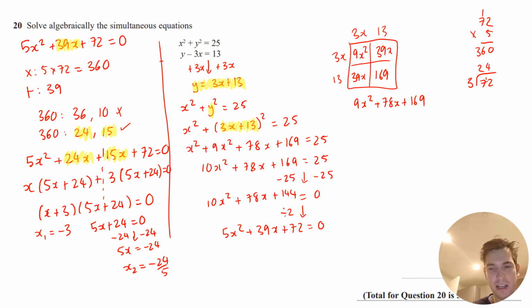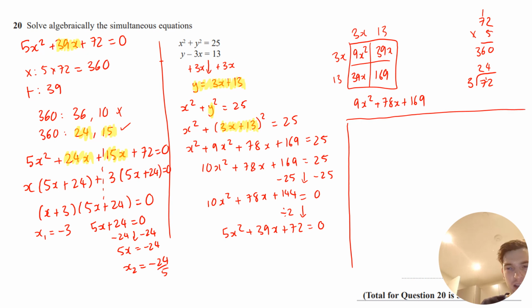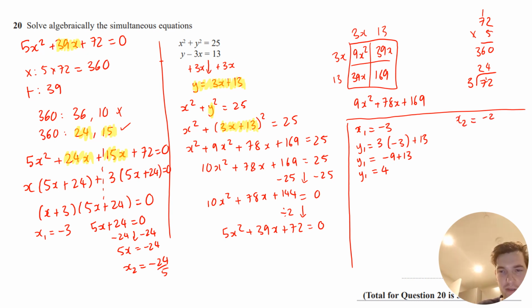All right, so I found my x values, but I've got one more thing to do. I'm going to find my y values. So let's do that in this final box here. Not much space for this, quite a lot of working. All right, so x1 equals minus 3. So for my y1, I'm going to substitute minus 3 into my expression for y, which was 3x plus 13. So y1 is minus 9 plus 13. y1 equals 4.